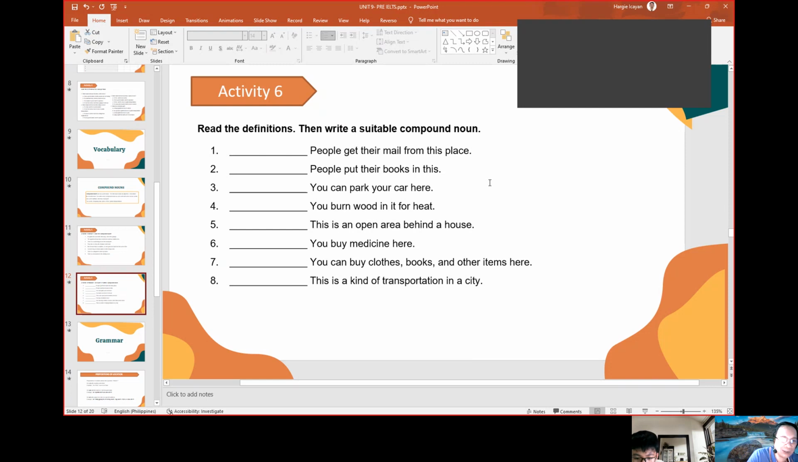That's correct. Number 2. People put their books in this. So the compound noun is bookshelf. If we are talking of only one bookshelf, it's shelf. But if we are talking of a lot of bookshelves, that's going to be shelves. So book, shelf. One bookshelf. That's correct. Number 3.